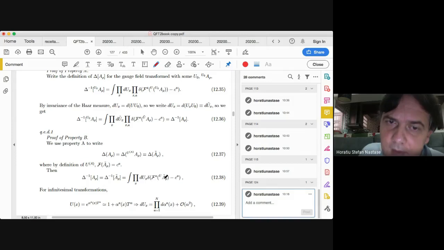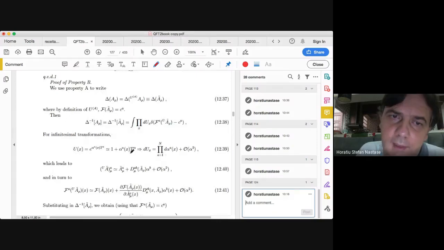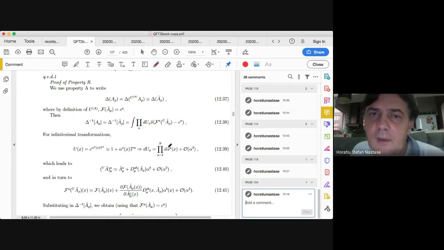which is the integral of delta with the gauge condition on A tilde transformed by U. This is the definition of delta minus 1 of something. It's the path integral of delta F of A transformed by U. And let's consider infinitesimal transformation. Remember, that's really the point, that we have to consider infinitesimal transformation, not very large. Then dU is equal to d alpha^A, T_A.